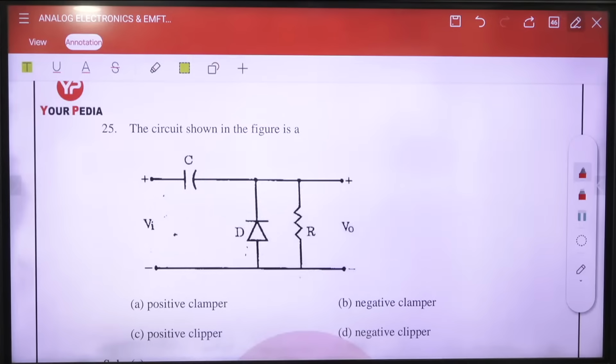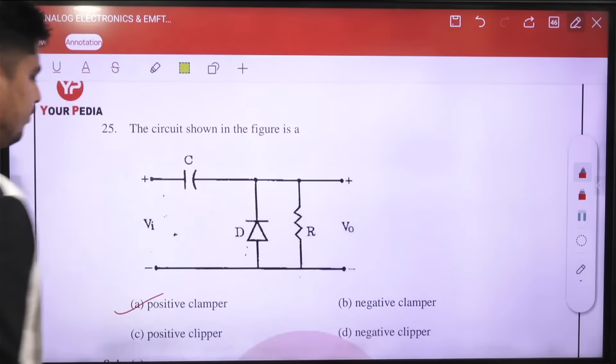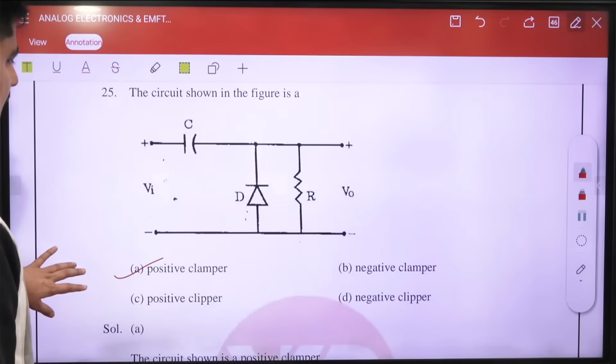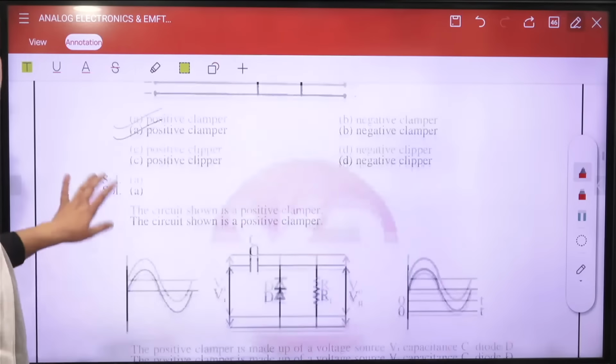So which portion will it pass? The positive portion it will pass. The negative portion it will clip. So which type is this one? This is a positive clamper, right?